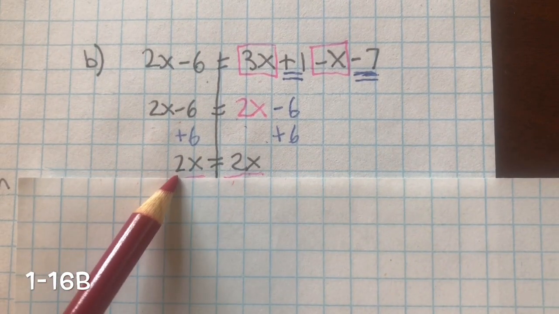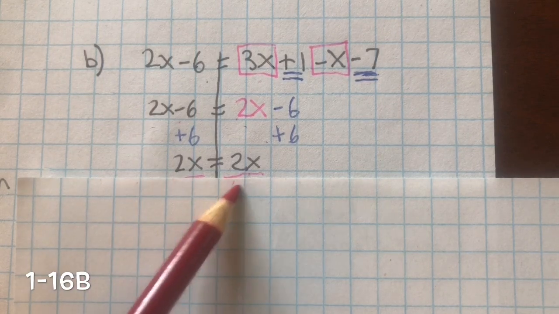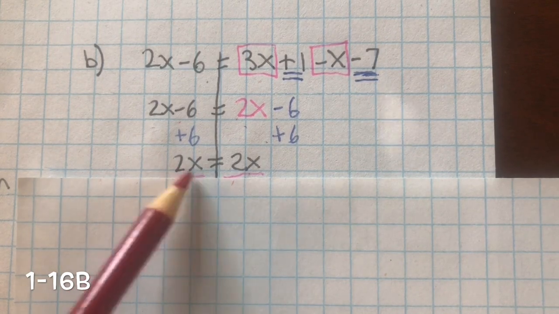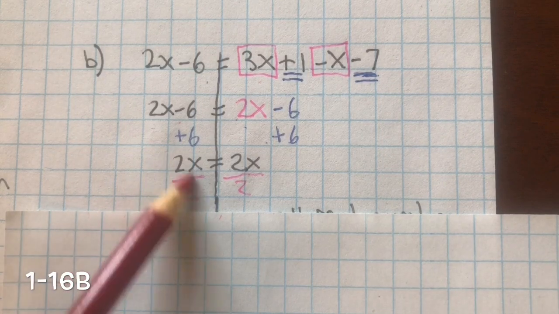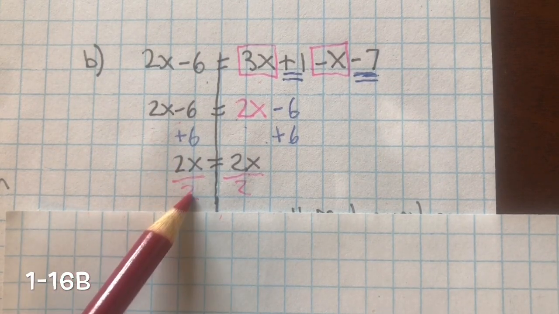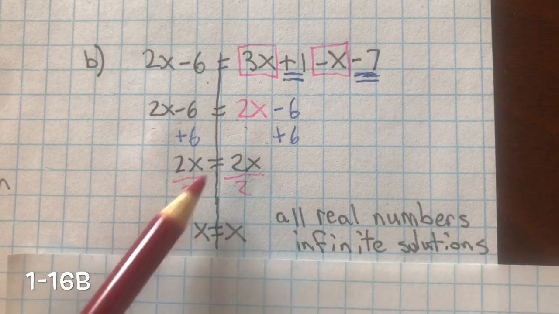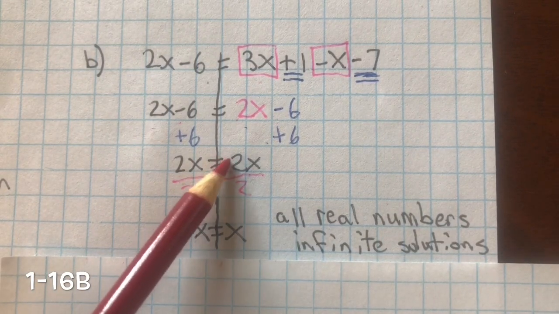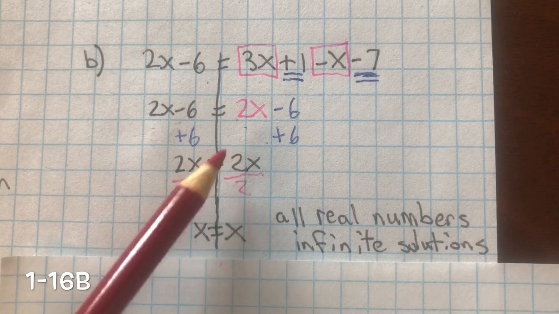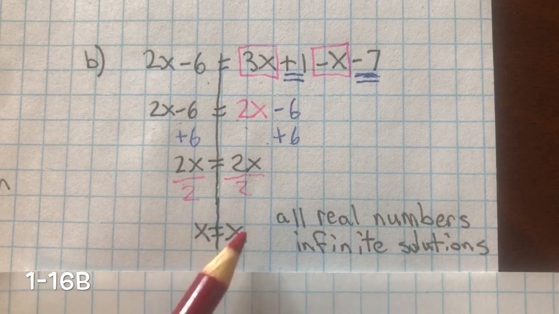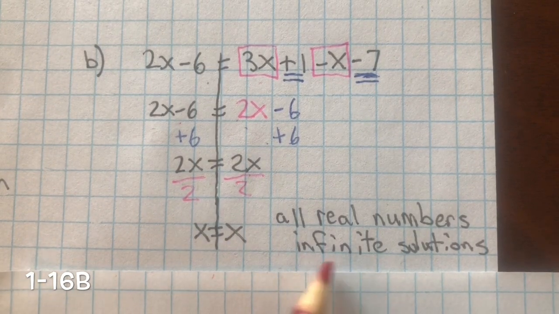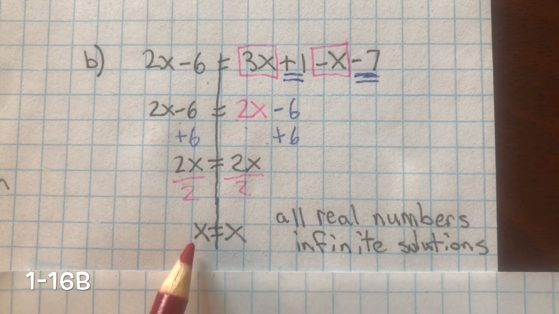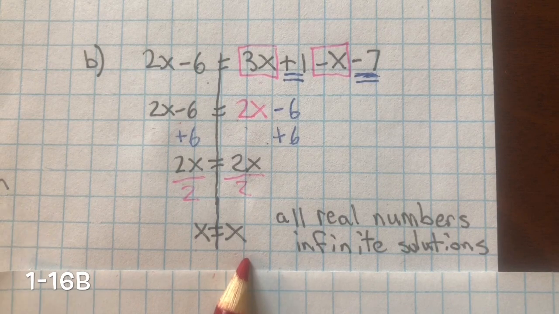Now I'm going to go ahead and divide both sides by 2. Inverse property of multiplication is division. And here it created the giant 1. 2 divided by 2 is 1. 1 multiplied by x is x. And the same on the right side. So all real numbers, there's infinite solutions. No matter what you put in the left side, the right side will also be the same. They'll be equal to each other.